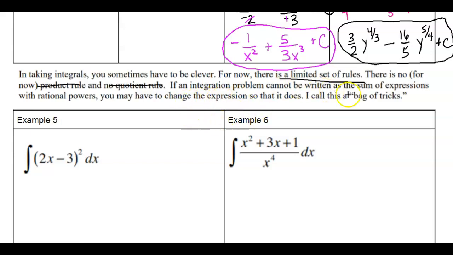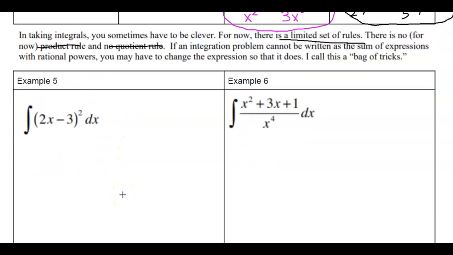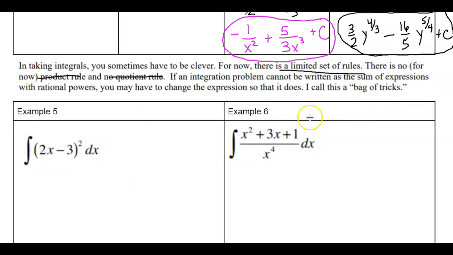So if we can't write it as the sum of expressions, then we might have to change it. So I've got 2 different examples of what we call the bag of tricks. And we did this bag of tricks for derivatives too. So remember when we were doing the derivative of this, what did we have to do? Well, we had to write it out. Now, eventually, we will actually be able to do this problem, but I wouldn't say it's going to be quicker. Okay, so this is not a bad strategy to learn.